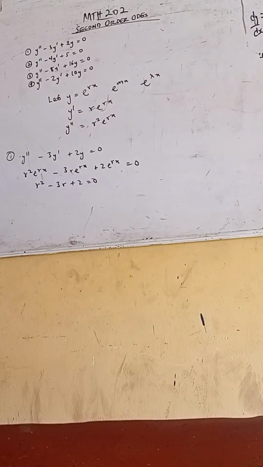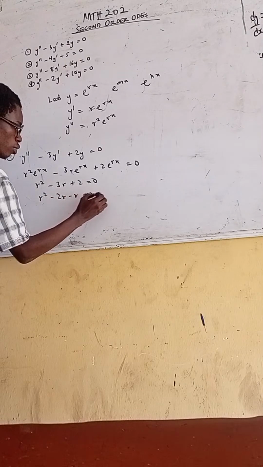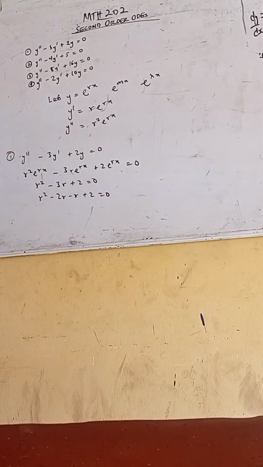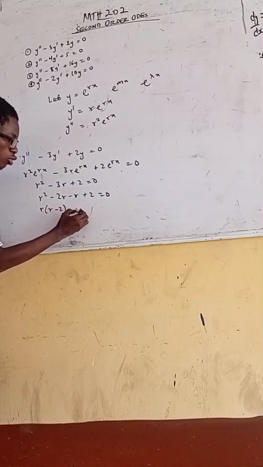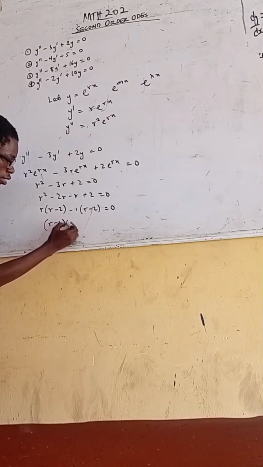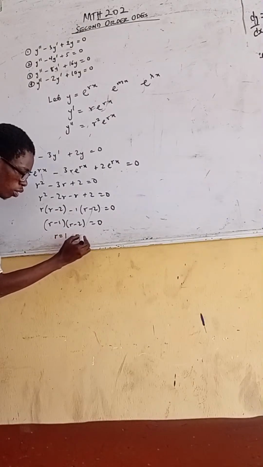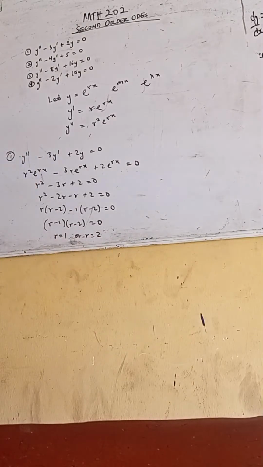Now this is minus 2 minus 1. r squared minus 2r minus r plus 2 equals 0. So r, bracket, r minus 2, minus 1, bracket, r minus 2 equals 0. It means (r minus 1)(r minus 2) equals 0. So r equals 1 or r equals 2. These are the roots of our equation.